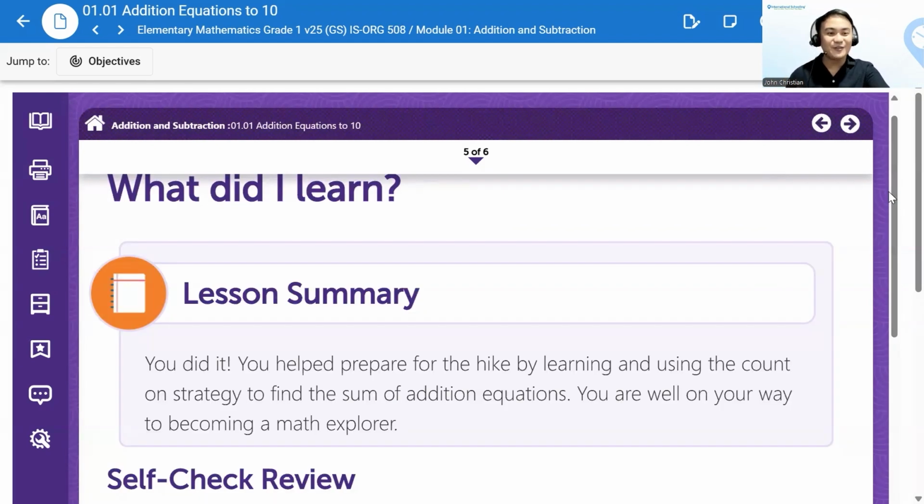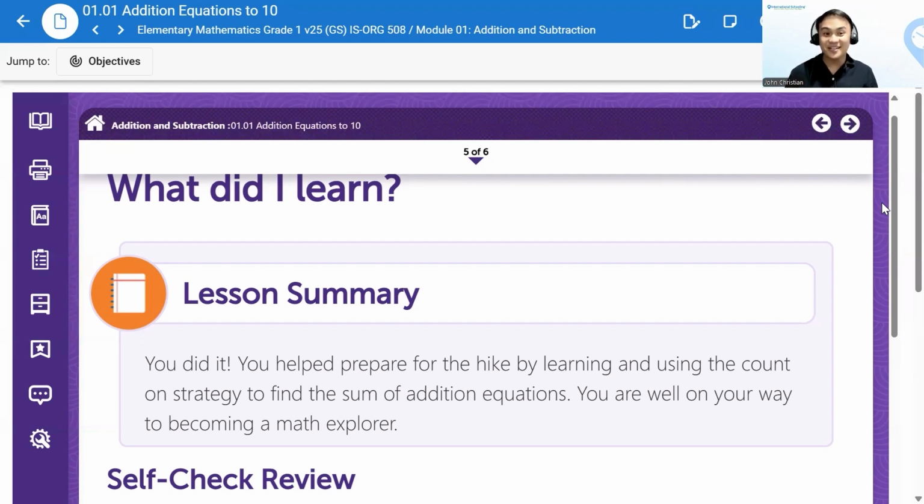Let's summarize what we've learned today. Today, we've learned about adding numbers from 1 to 10. Aside from that, we've learned about the addends and sum. What do we mean by addends? Addends are the numbers that we add together. What about sum? Do you have any idea? Very good. Sum is the total amount of numbers that we combine together.